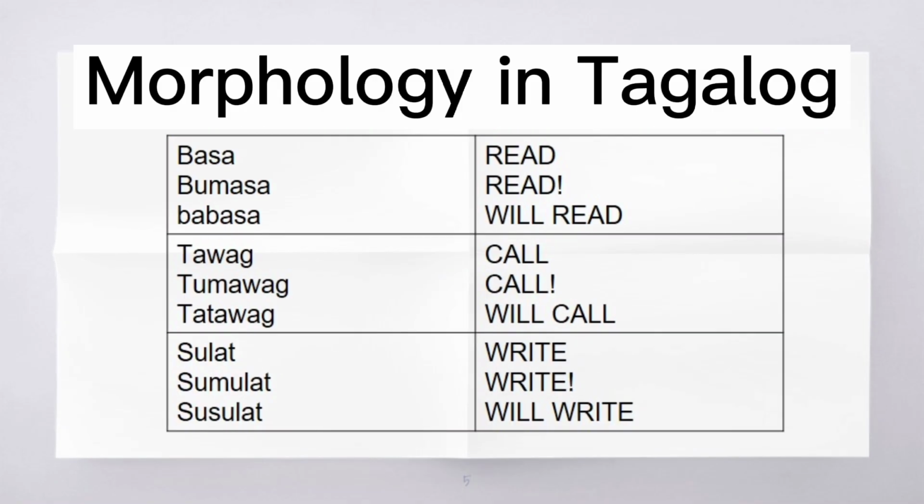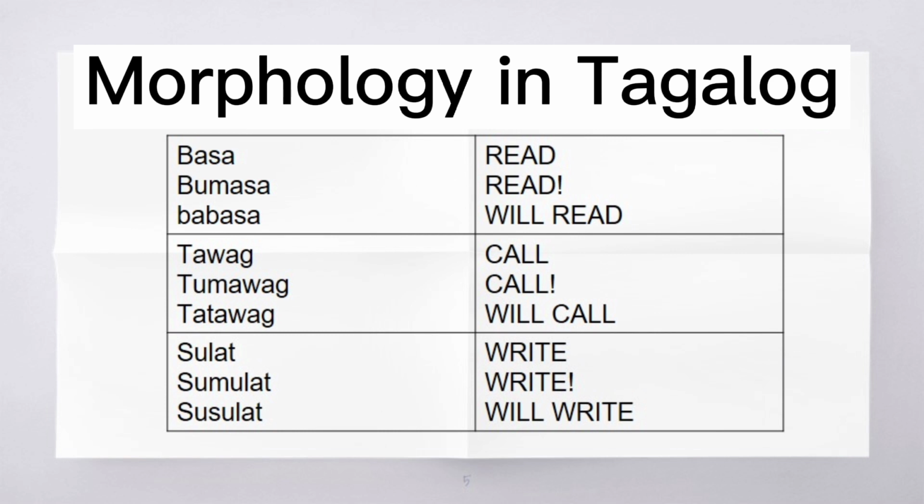Now let's study Tagalog, another language in the Philippines. Basa is read, bumasa is read, a command or an elliptical sentence. Babasa means will read. Tawag is call. Tumawag is call, an elliptical sentence or a command. Tatawag means will call. Sulat means write. Sumulat means write, an elliptical sentence or a command.